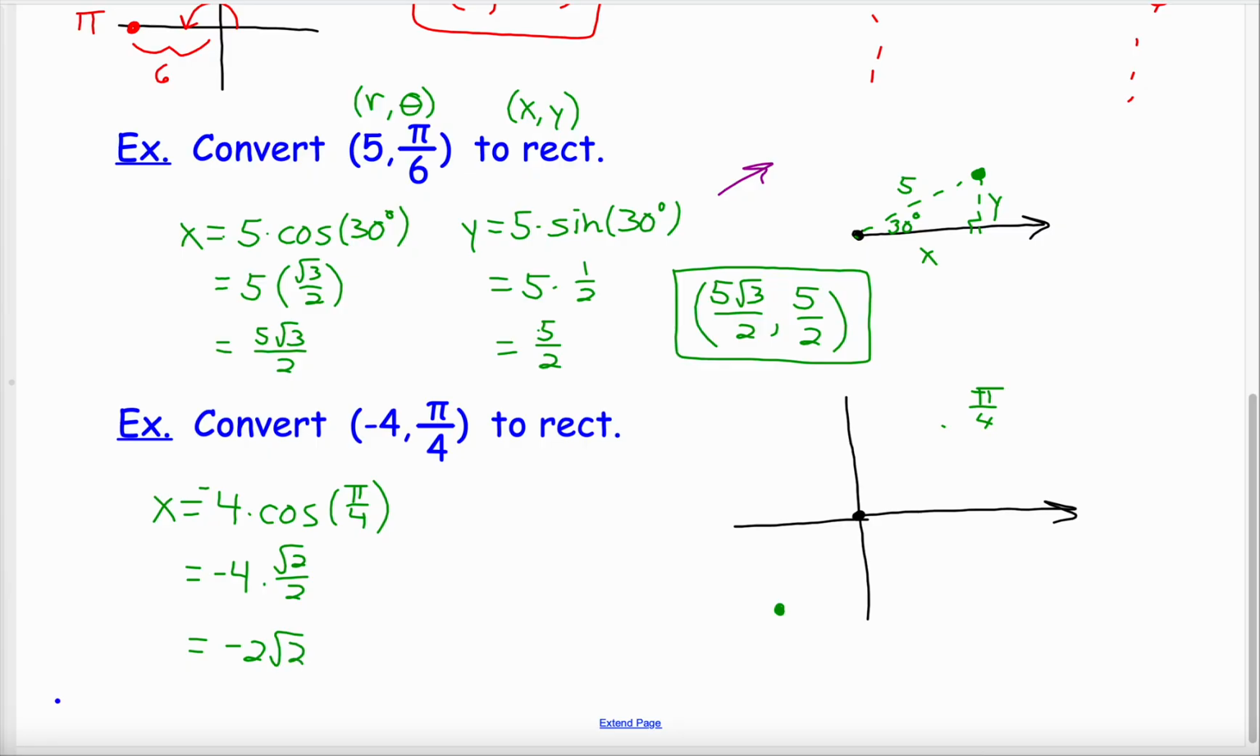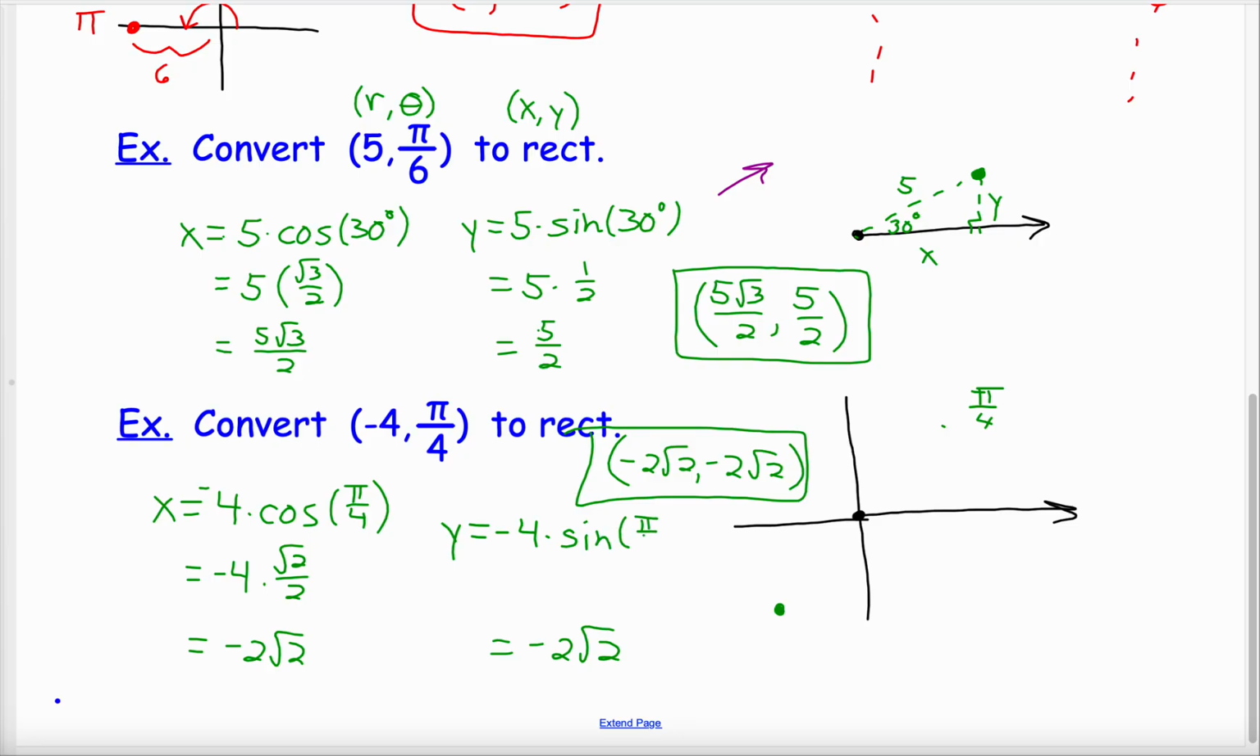Now, because I thought ahead of time, I know that the y value is going to be the same as the x value, and it's in the third quadrant, so it's also negative. So I have my two coordinates, and I'm done. Negative 2 root 2, comma, negative 2 root 2. And there's your answer. But if you don't believe me, and you went and worked it out, you get negative 4 times the sine of pi over 4, and then you'd realize, oh, that's the same. That's negative 4 times root 2 over 2. And I got that answer.